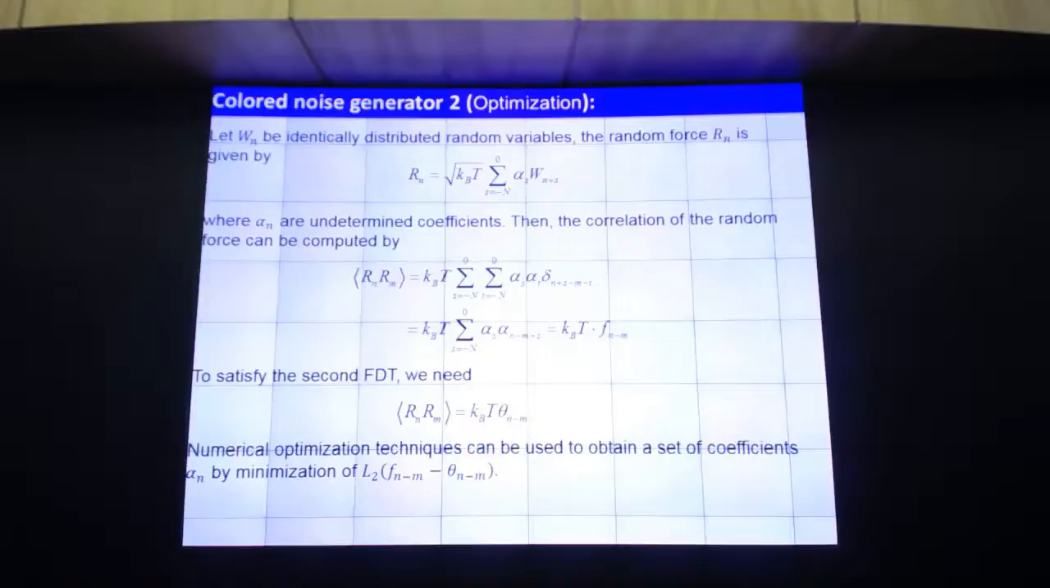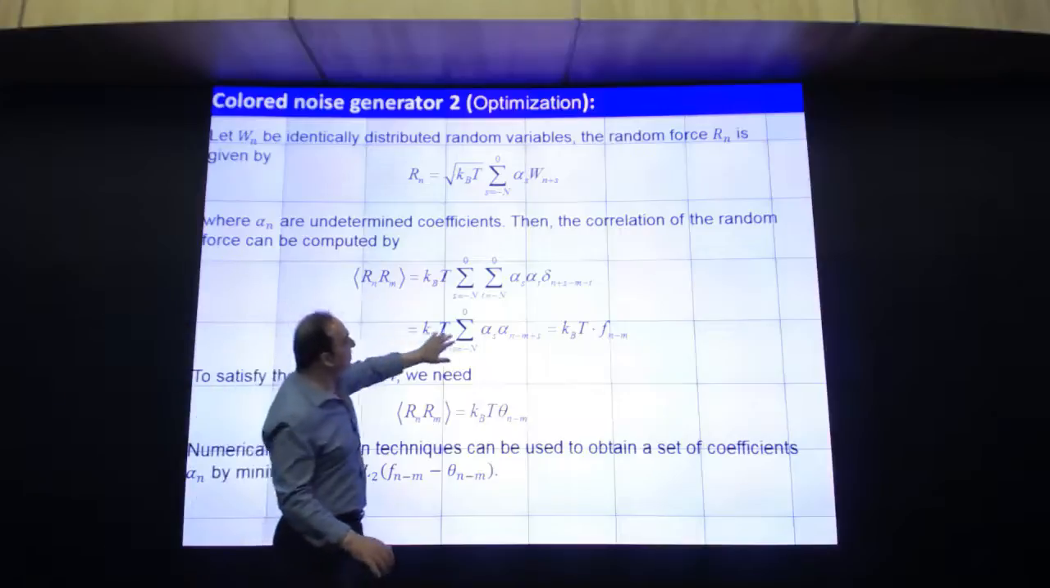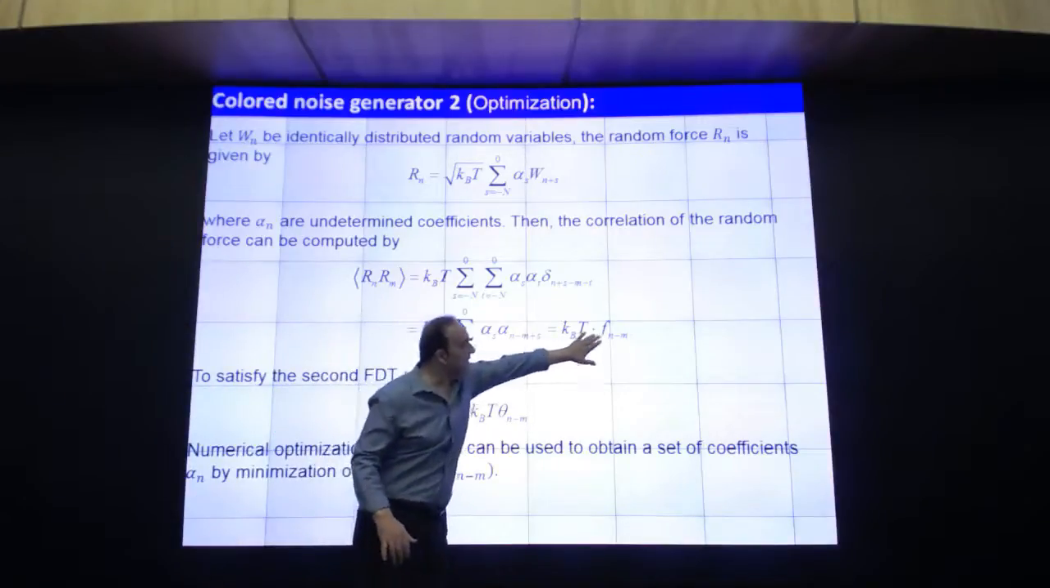So there are different methods to do this. One is to use this optimization. You take the random force Rn and write it in terms of these W, these white noises, and then you construct the correlation and parameterize the correlation here in terms of these alphas, which I write as Fn.